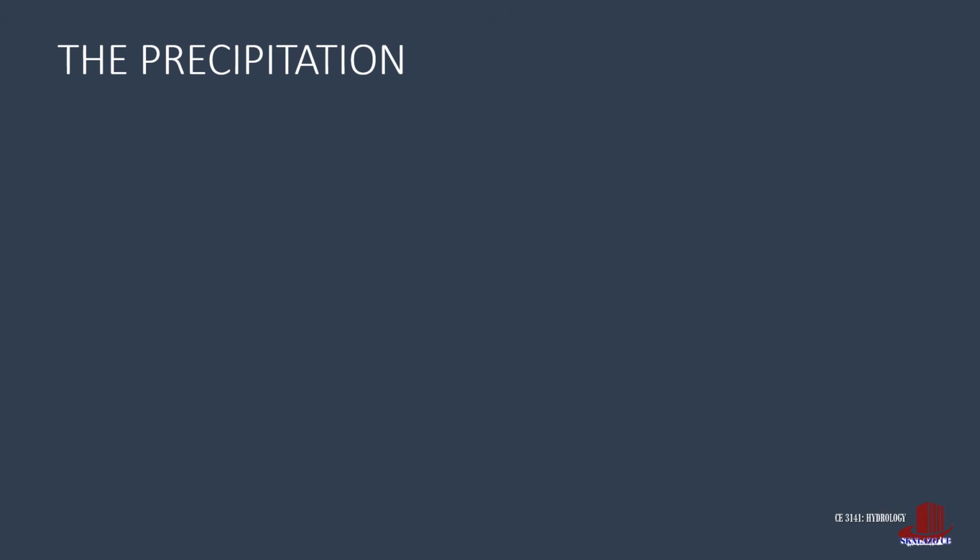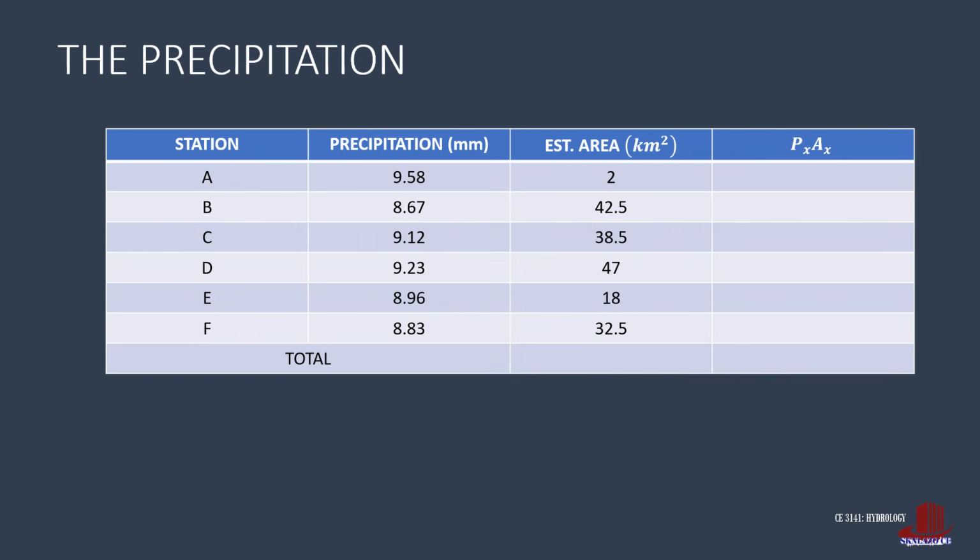Having all parameters complete, we can then solve for the average precipitation. By placing the precipitation and estimated area in a table, we can then solve for the numerator, which is the product of the precipitation and the area. So 9.58 times 2 is 19.16. 8.67 by 42.5 is 368.48. 9.12 times 38.5 is 351.12.